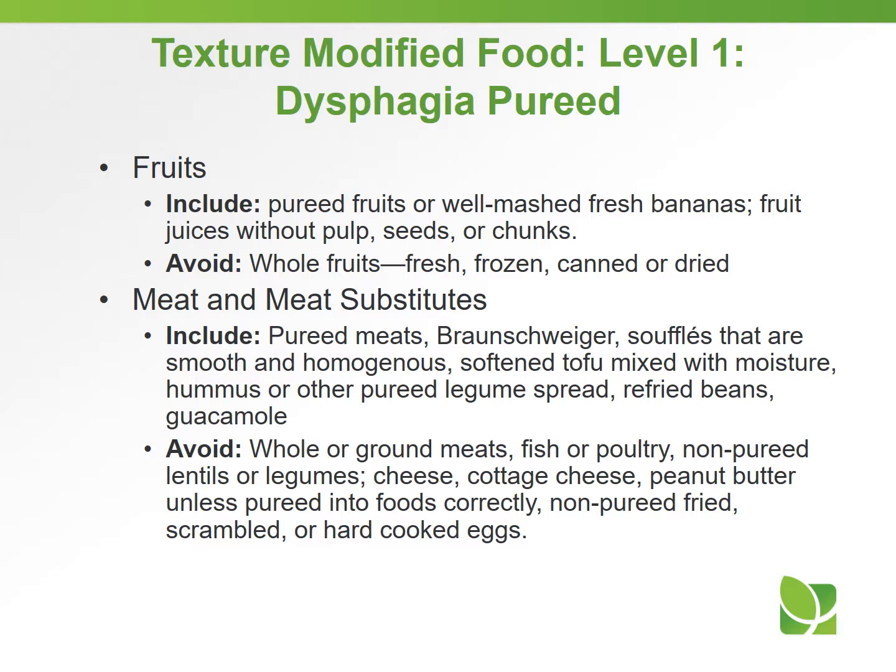Meats include puree meats, braunschweigers, soufflés that are smooth and homogeneous, softened tofu mixed with moisture, hummus or pureed legume spread, refried beans, and guacamole. Avoid any whole or ground meats, fish or poultry, non-puree lentils or legumes, cheese, cottage cheese, peanut butter unless pureed into foods correctly, and non-pureed fried, scrambled, or hard-cooked eggs.